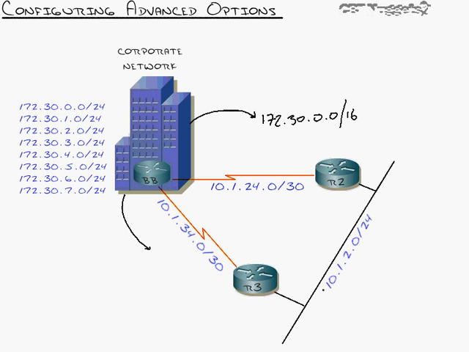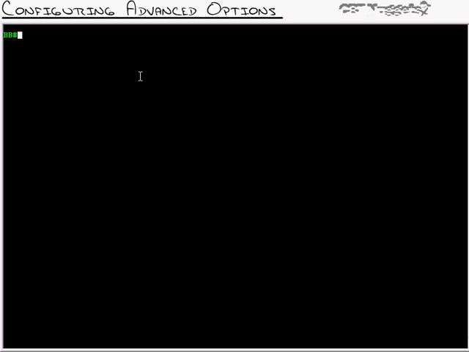What if somewhere down the line you decided I wanted to use 172.30 again, maybe over here? Well, you can't, because it summarized it all back to the class B, as in router 2 and router 3 think everything that starts with 172.30 is over in the corporate network. So first thing I want to show you is what this looks like on a live router.